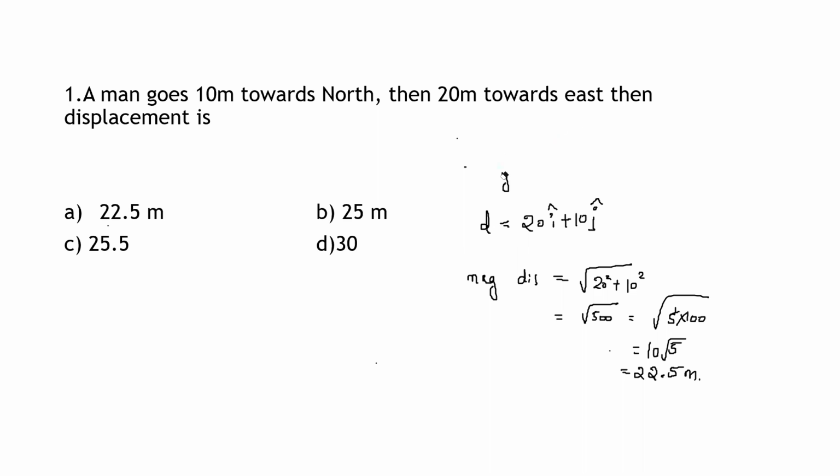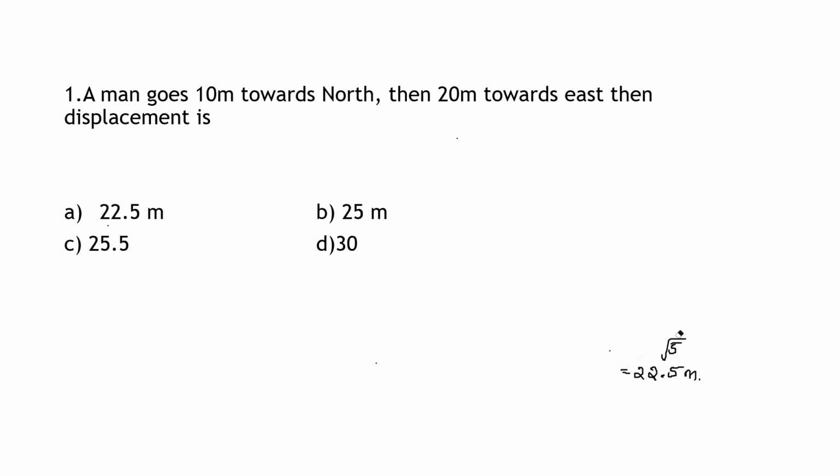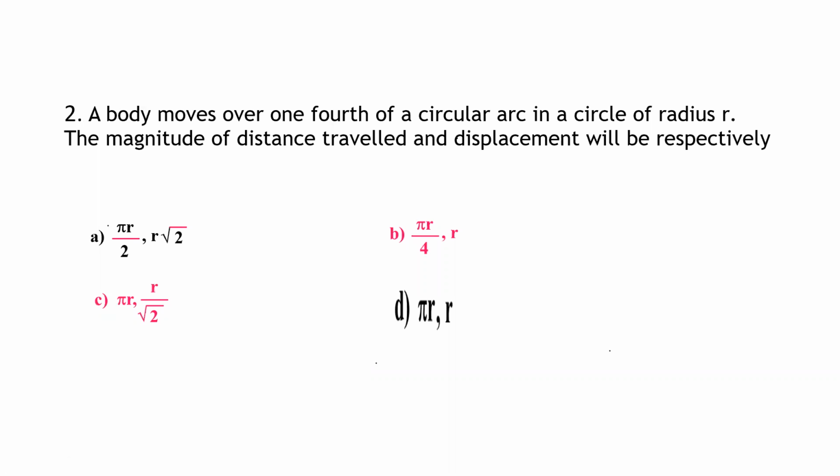Let us see the next question. Next question is, a body moves over 1/4 of a circular arc in a circle of radius r. The magnitude of distance traveled and displacement will be respectively.